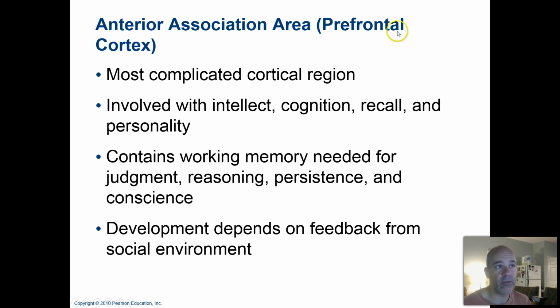Okay, the prefrontal cortex. This is the most anterior portion of the brain. This is considered to be the most complicated area of the cortex, which also means it's probably the least understood as well. This is involved with your intellect, understanding things, recalling information, like when you're studying and trying to recall what you've learned. Your personality, what type of personality you have, comes from neurons signaling each other in this part of the brain.